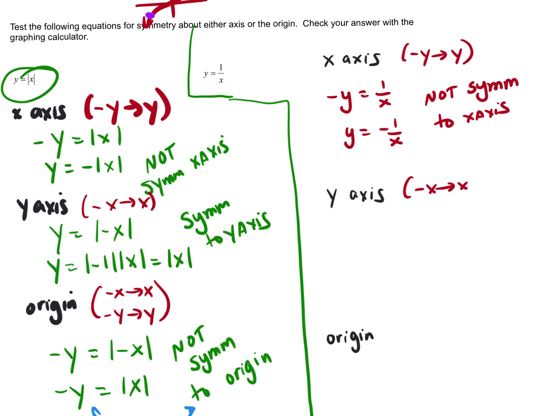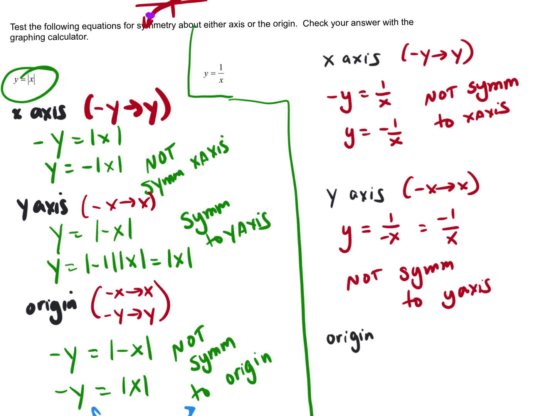For the y-axis, we're going to put negative x in for x, same idea. So if I do that, y equals 1 over negative x. But again, there's no way to get rid of that negative. I could put it up in the top like this, but that's still not the same as the original. So we are kind of stuck. So this one is not symmetric to the y-axis.